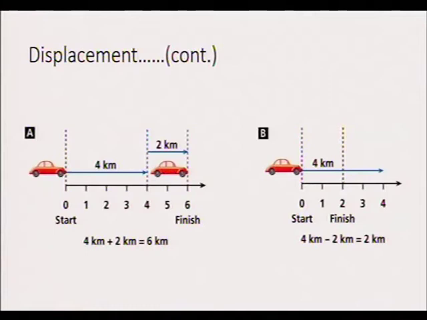And this is an example of what displacement is. We know displacement is a change in position. When you move, like the first car A, it starts from the beginning, moves for 4 kilometers and stops, then it adds another 2 kilometers and finishes at 6 kilometers. Then the displacement is 6 kilometers. But for car B, it started from 0, then it goes to 2, then the displacement is 2 kilometers. Then you must subtract if it went back.